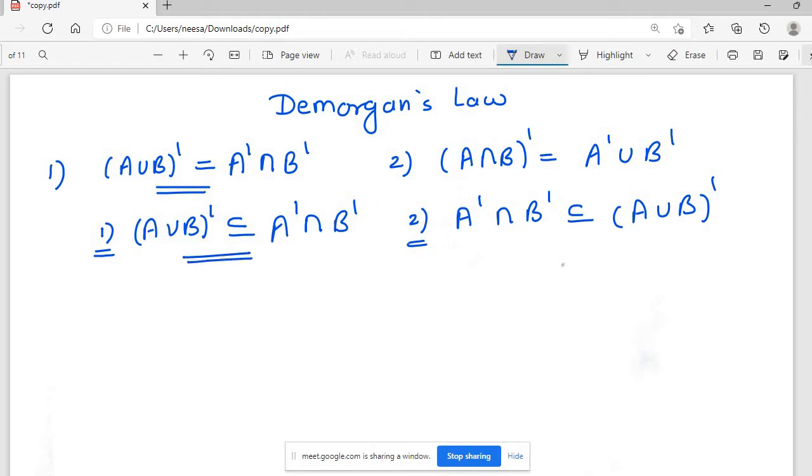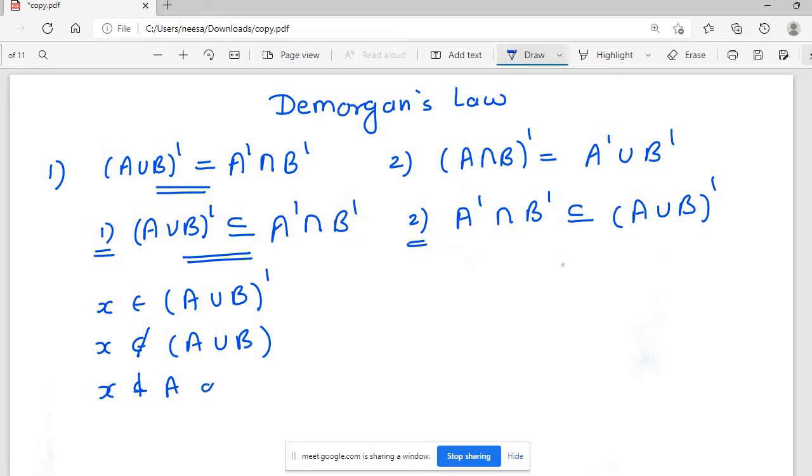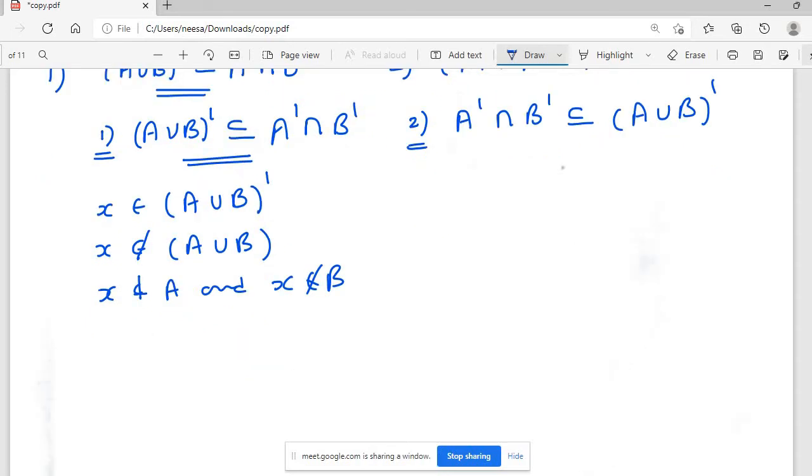Let me assume that X is an element belonging to (A union B) whole complement. If X belongs to this complement, then definitely X will not belong to the set A union B, right? So X will neither belong to A nor belong to B, because it's not in the union, which means X cannot belong to A as well as X cannot belong to B. If an element is not in A, then the element will definitely belong to A complement. Similarly, if X is not belonging to B, then X belongs to B complement, right?